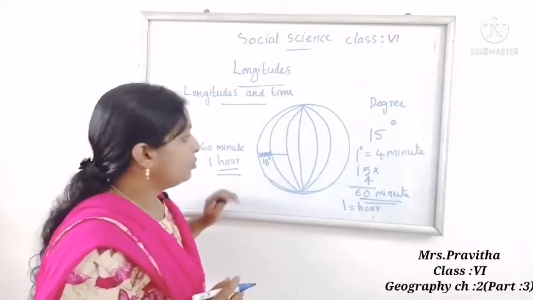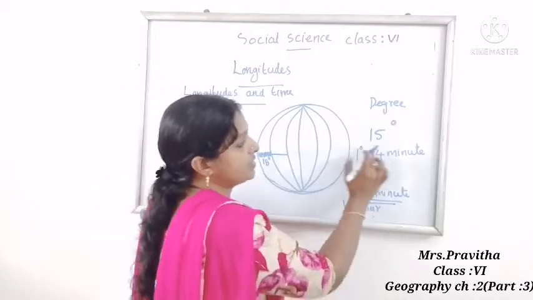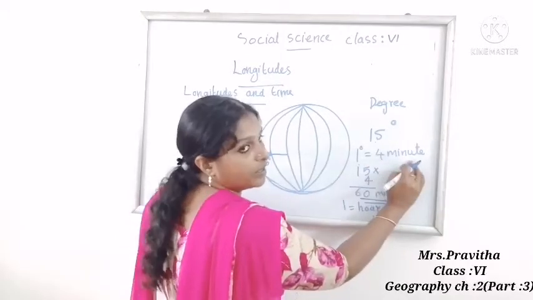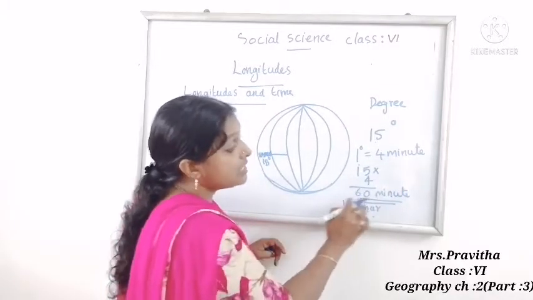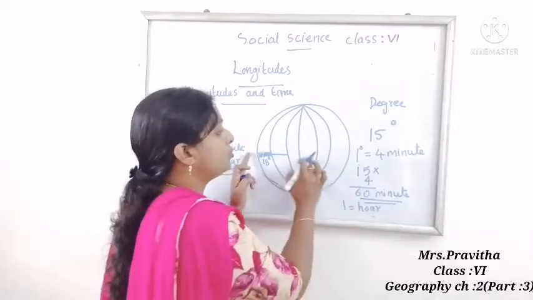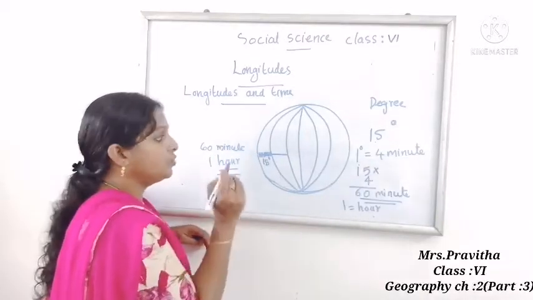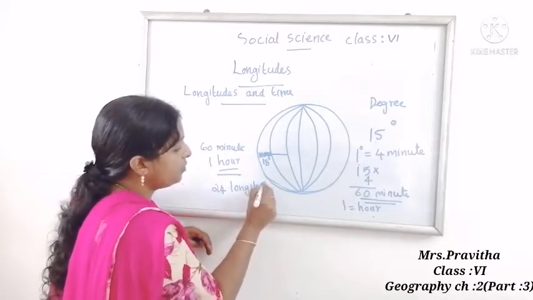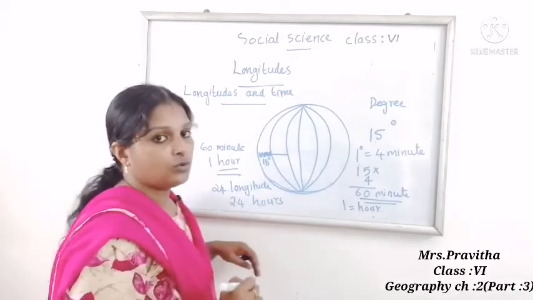I think you got it, children. Once again, ma'am will tell you: each longitude distance difference is 15 degrees. In this 15 degrees, 1 degree equals 4 minutes. If you multiply 15 degrees into 4 minutes, we get 60 minutes, which equals 1 hour. So each longitude has 1 hour difference. Like that, 24 longitudes are there, and these 24 longitudes show 24 hours.